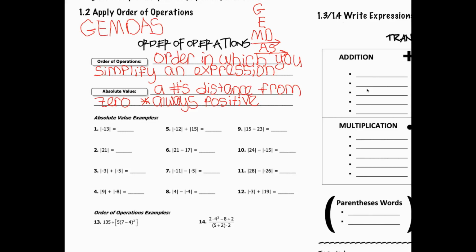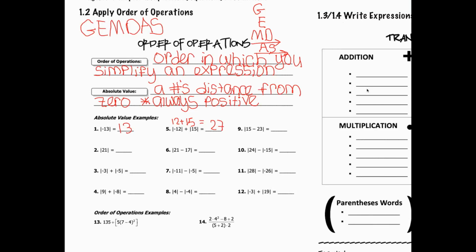So absolute value is represented by those bars, as you can see around the -13. So all I do is I think, how far is -13 from 0? Well, it's a distance of 13. And then here, same idea, we have absolute value of -12 plus absolute value of 15. So this is really positive 12 plus 15, which is 27.